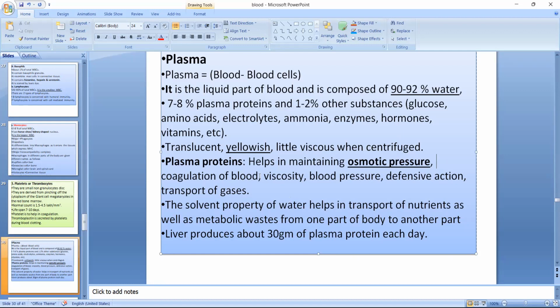Yeah, so blood coagulation factors are also plasma proteins. They give viscosity to the blood. They are responsible for the generation of blood pressure. Some are globulins, gamma globulins, which are nothing but antibodies. They are defensive in action. Some are useful in the transport of gases like oxygen and CO2, particularly CO2. So that is about the plasma proteins.